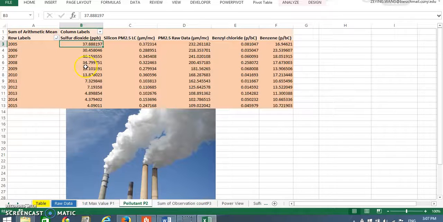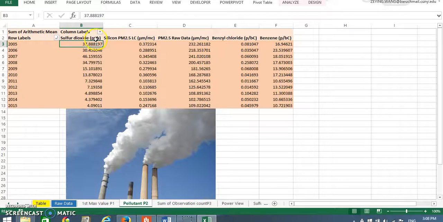These data basically give us a general idea about the density of each parameter in the air in New York City. Just giving an example for the data inside cell B3. It means in 2005, sulfur dioxide was measured to be 37.888197 ppb. ppb is short for parts per billion, which is often used to describe concentration of contaminants in air.